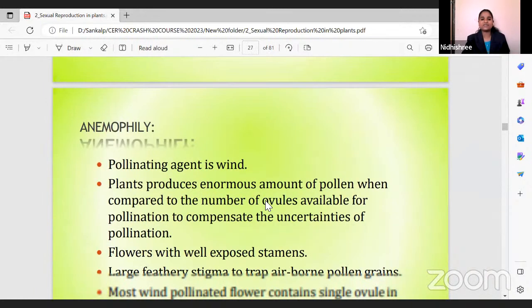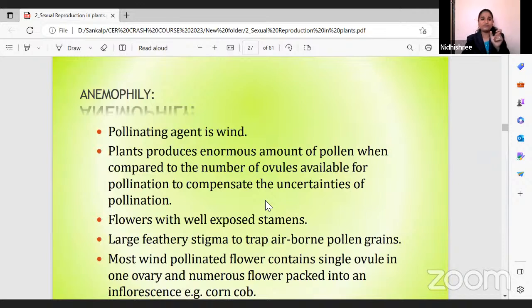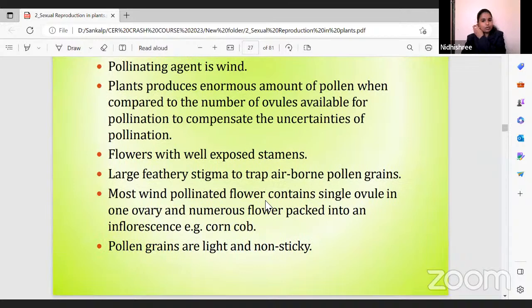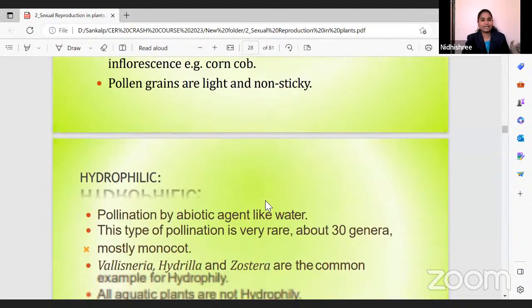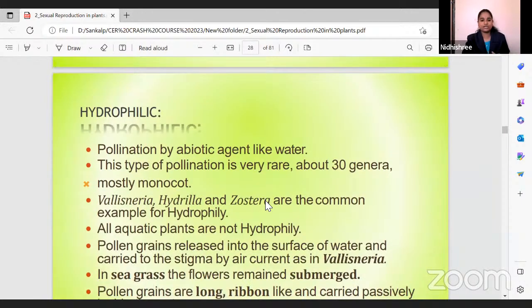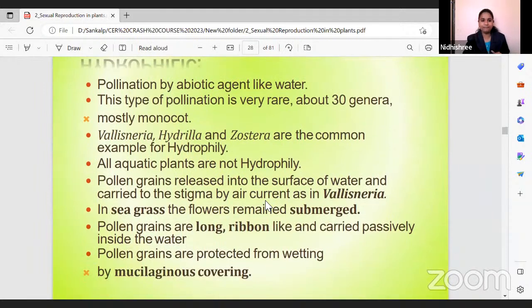In that also we have certain terms. Anemophily: anemo means wind. So when pollination happens by wind, it is called anemophily. Here the flowers will have well exposed stamens, and the pollen will be light so that it can flow away by the wind. Hydrophily, as the name suggests, is when pollination happens by water. So pollen grains are released onto the surface.